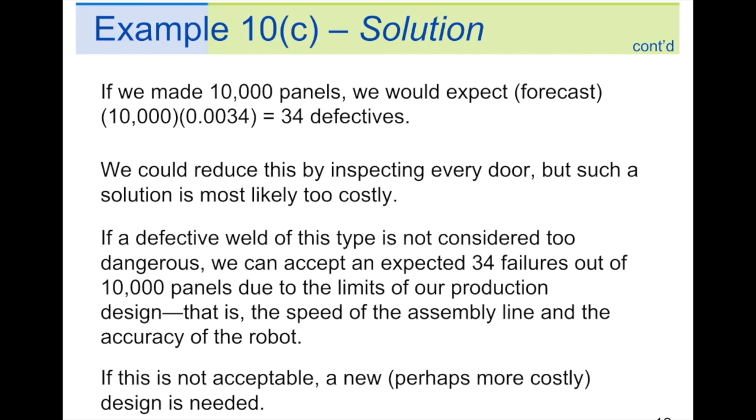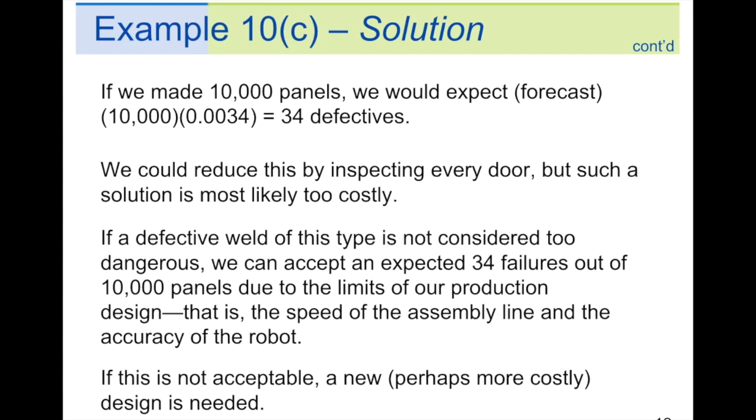So there's 2 things about that. First, you can use this to see, is the expected good enough for you? So is 34 failures out of 10,000 okay? Can you deal with that loss? If it's enough, move on. If it's not, get a new robot.